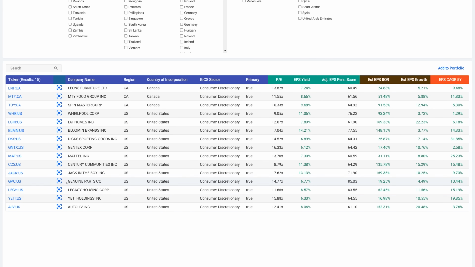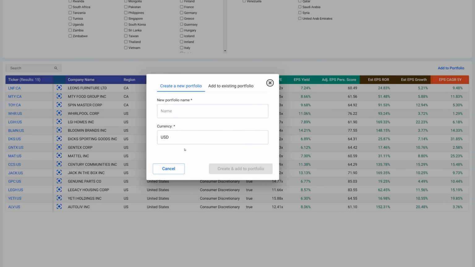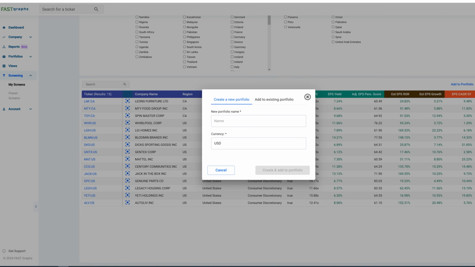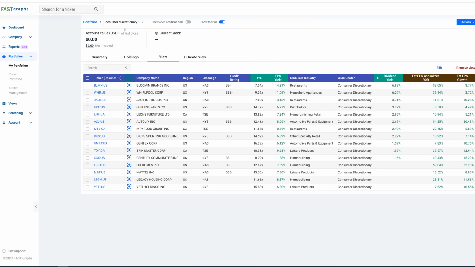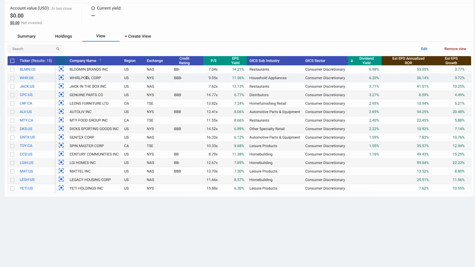Now, what I did with these 15 stocks is I went to this add to the portfolio feature, and I named and created a portfolio. And I went ahead and already opened that here, so let me go ahead and just show it to you. So the portfolio I created was consumer discretionary, and I got these 15 stocks that came up. Now I've got my view listed here. Okay, so I've got 15 tickers.